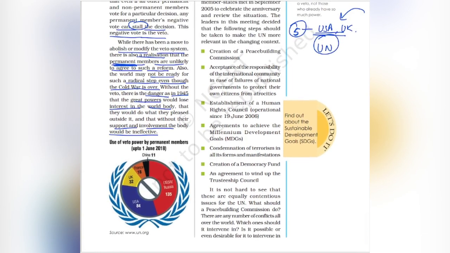Okay, but as of now it is clearly visible that this veto power is going to sustain in the near future. Because without this veto power, these big countries would be no longer interested in being a member of the United Nations. So this veto power is very important to please these countries and make them stay in the United Nations.